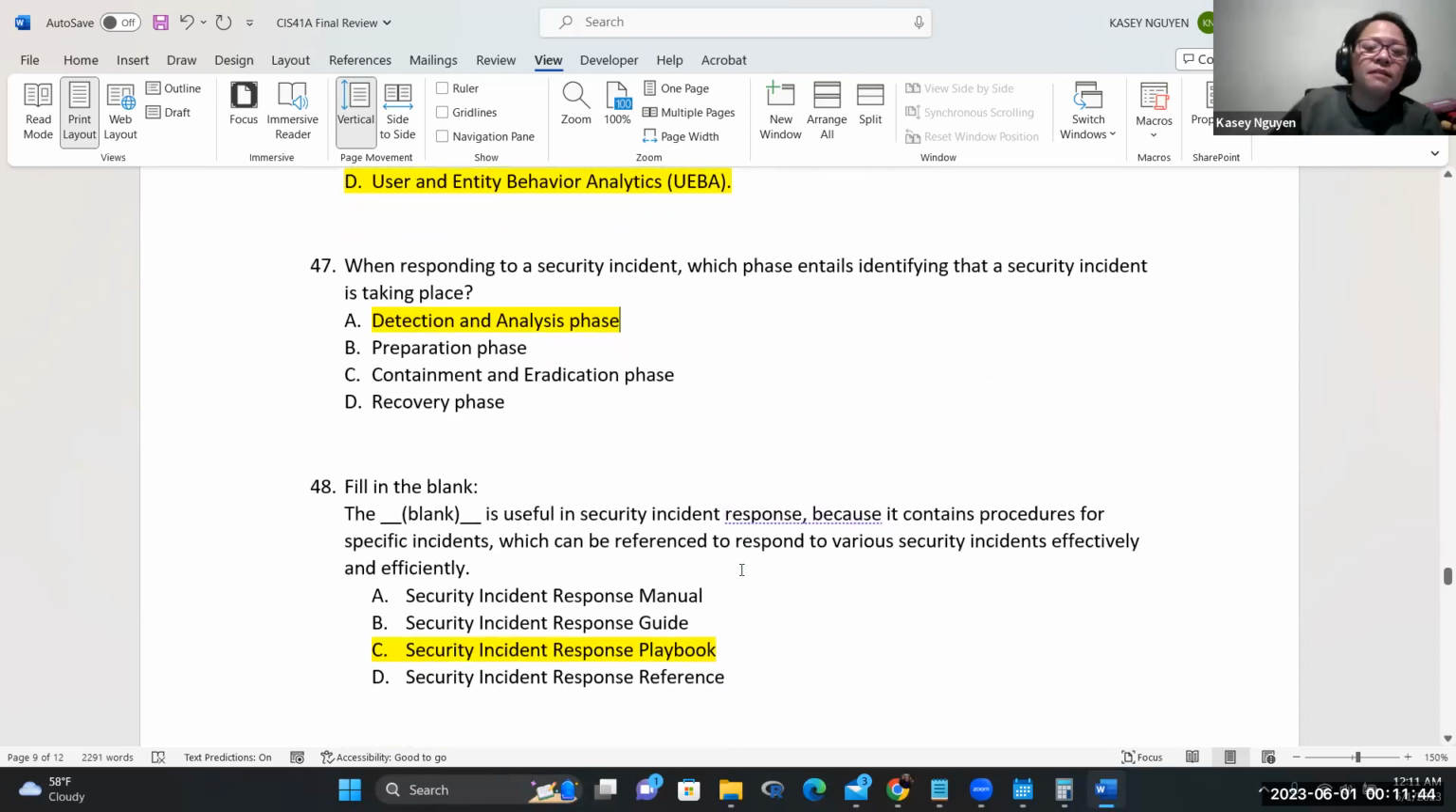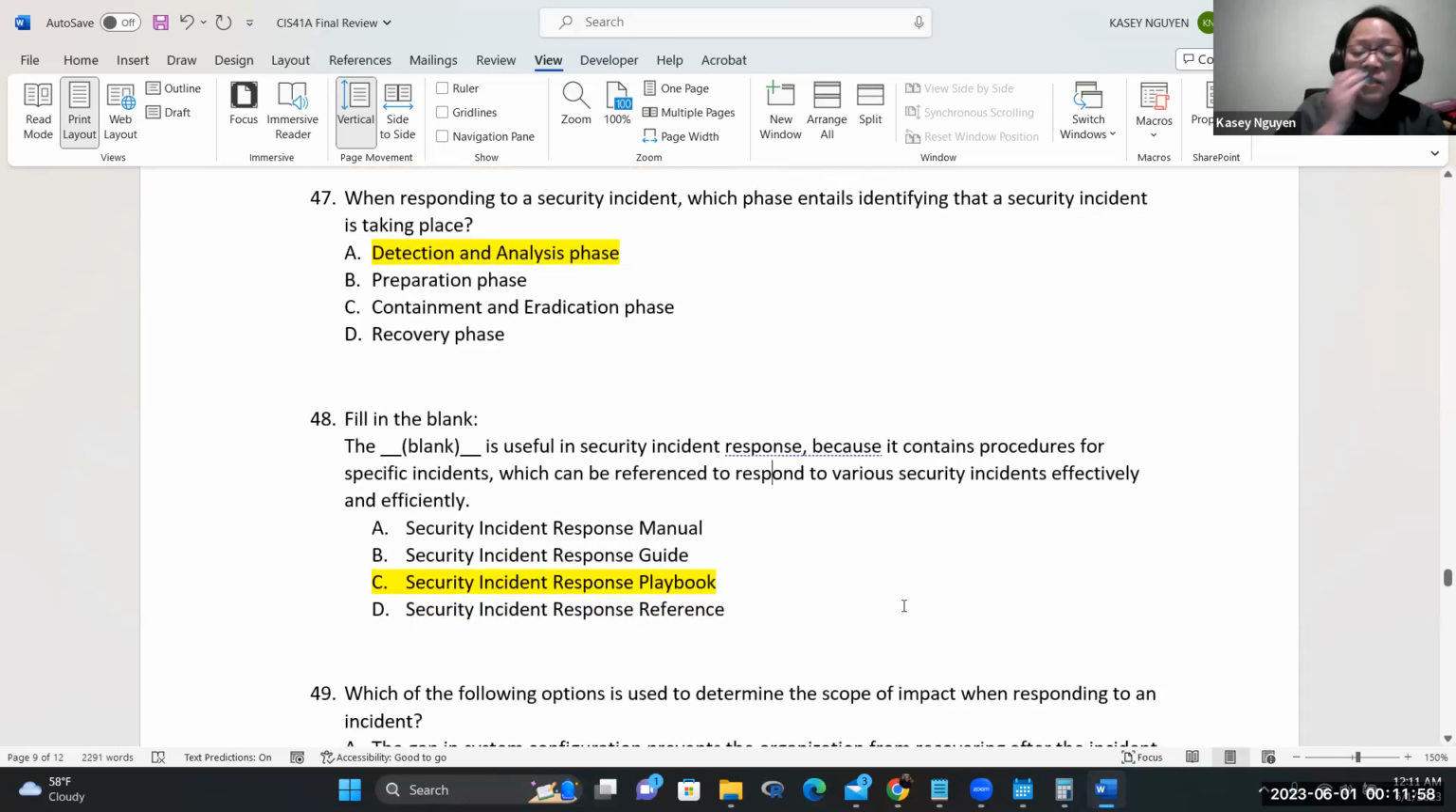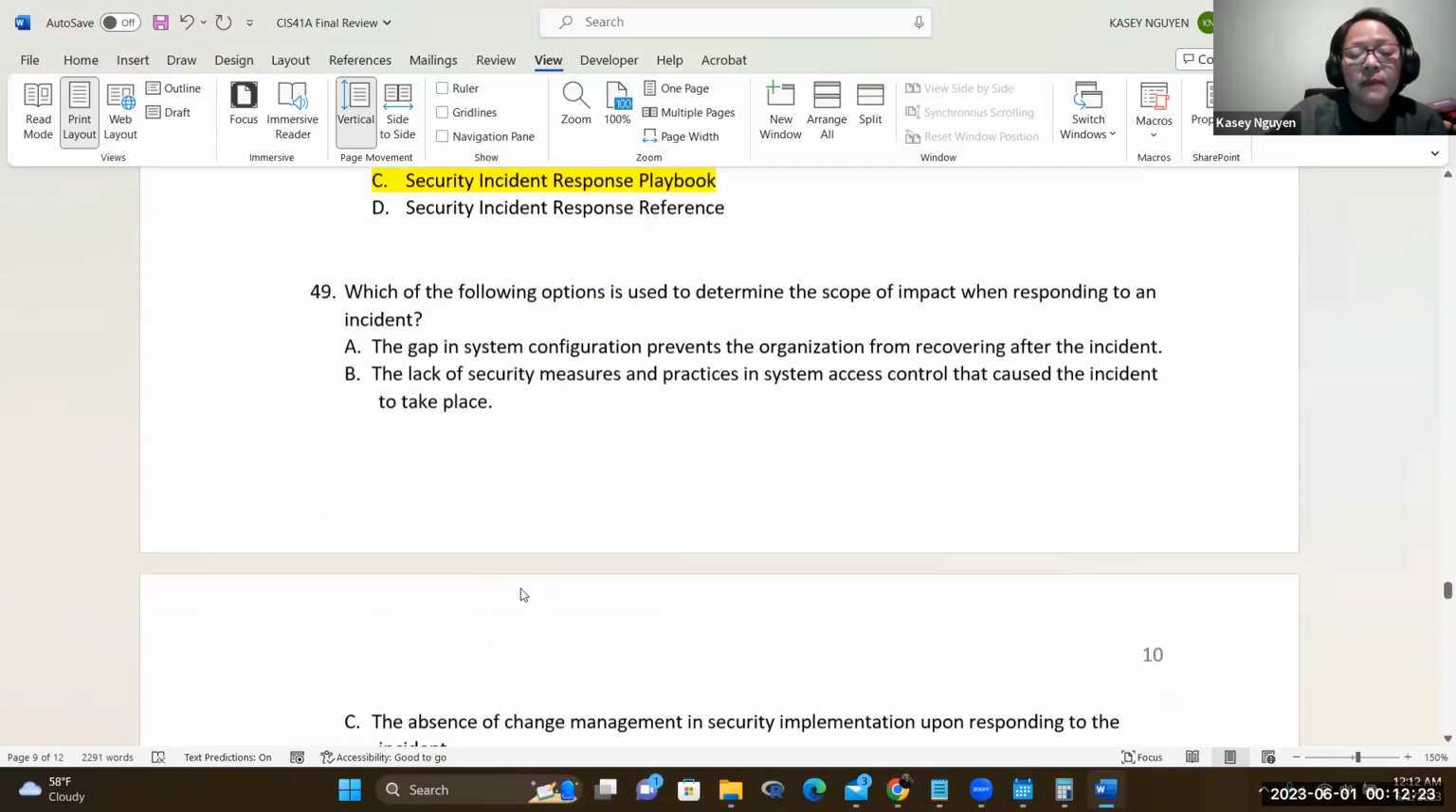48. Fill in the blank. The blank is useful in security incident response because it contains procedures for specific incidents, which can be referred to when responding to various security incidents effectively and efficiently. And that is your playbook. Each incident has a different technique in how you respond. So by building your playbooks, you would be able to have quick access to what had happened in the past or potential incident responses that you have reported. So C for 48.